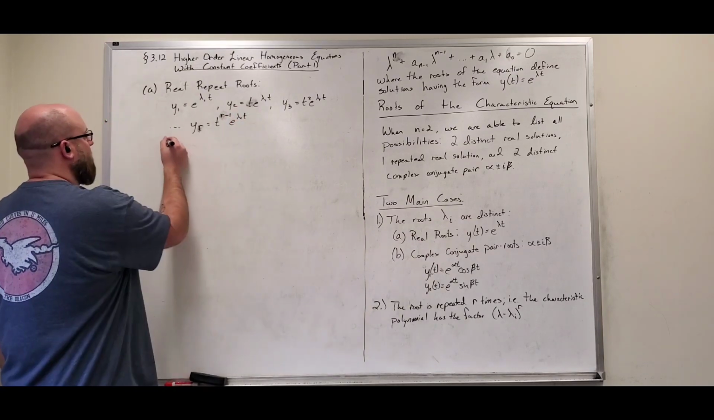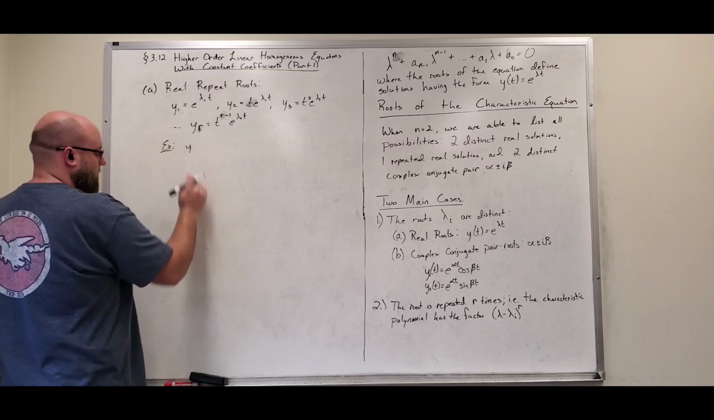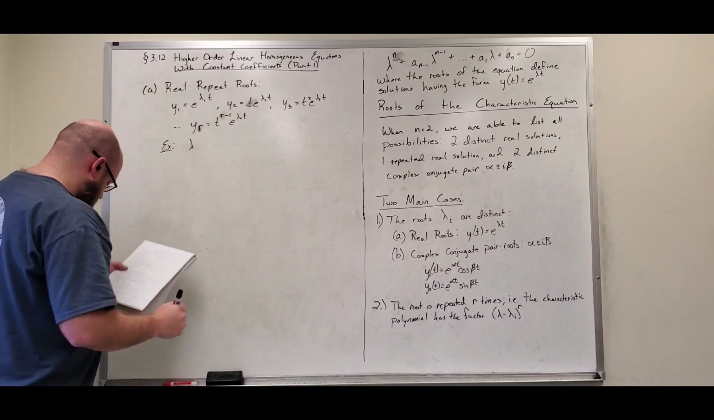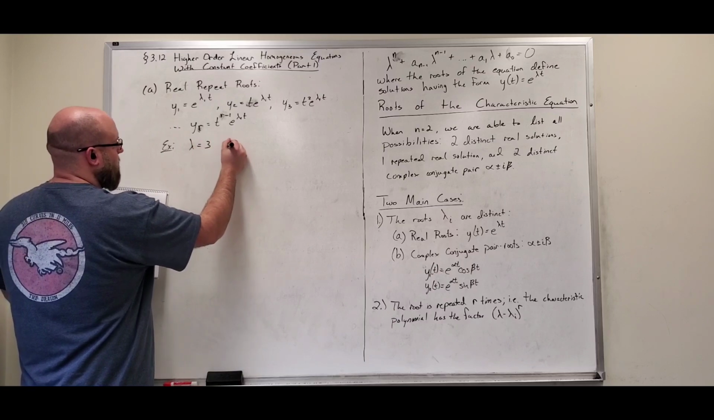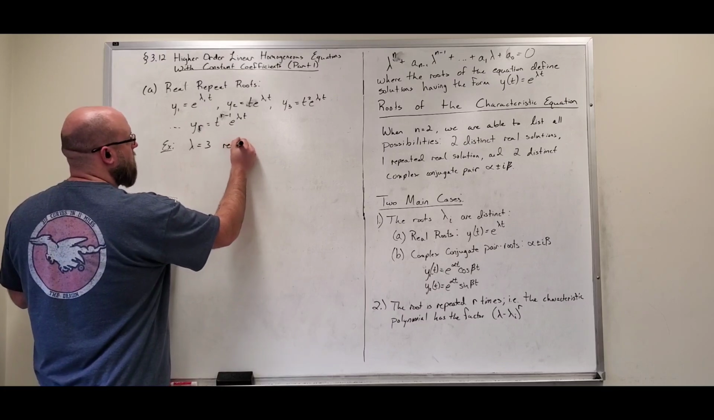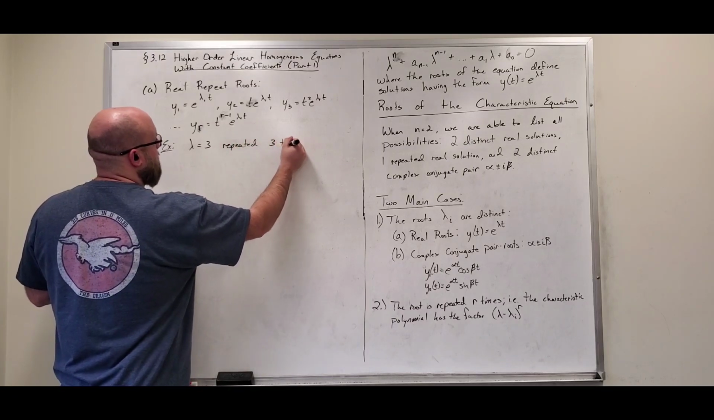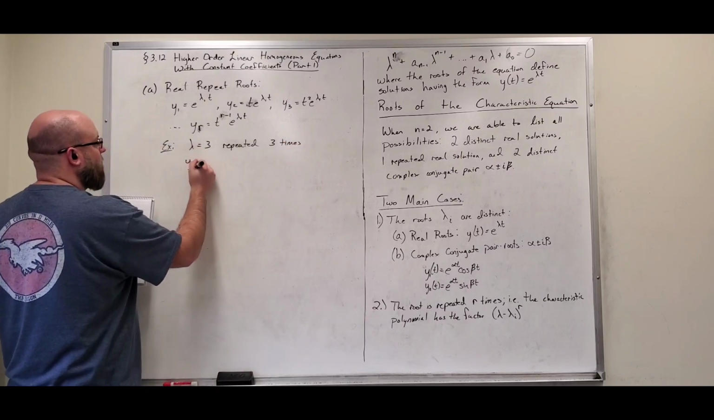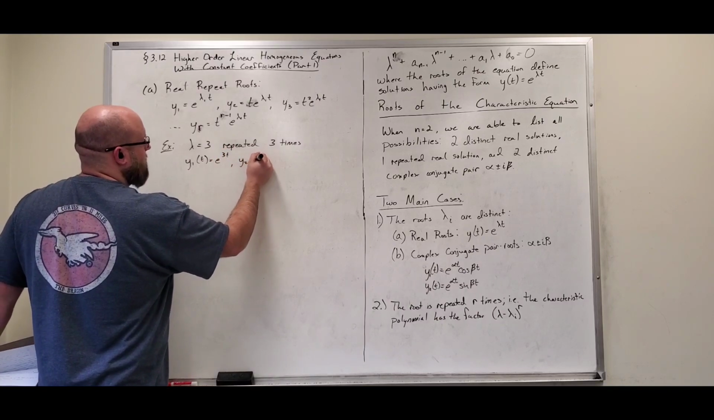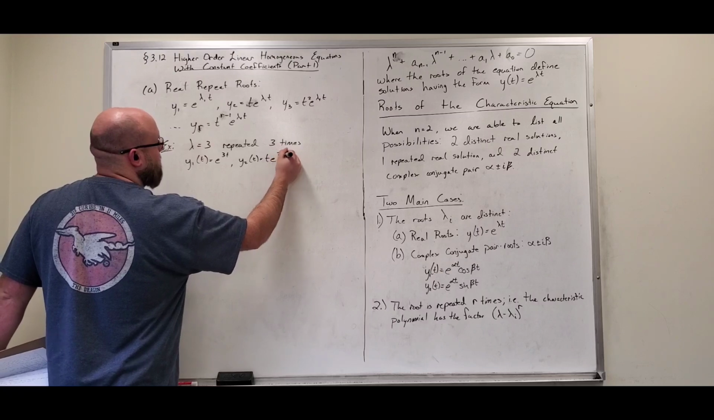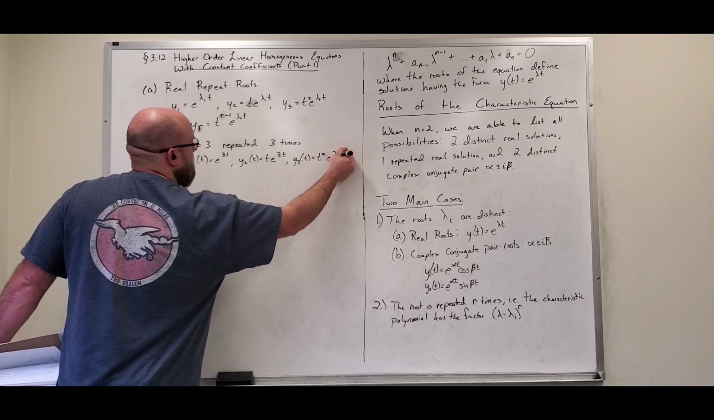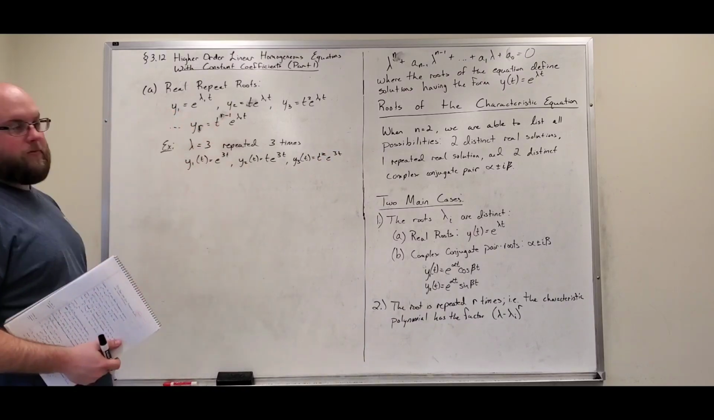Okay, so just to give an example real quick, if we found out that lambda was equal to 3, and it's repeated three times, our solutions would be of the form y1 of t would equal e to the 3t, y2 of t would equal t e to the 3t, and y3 of t would equal t squared e to the 3t. So notice that it's just that simple of a substitution in there.